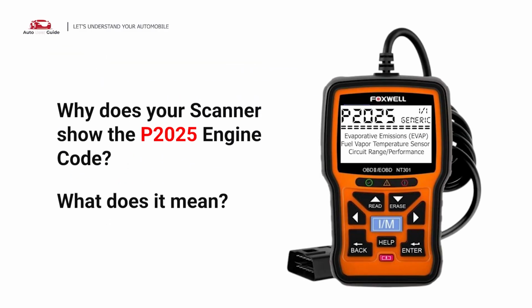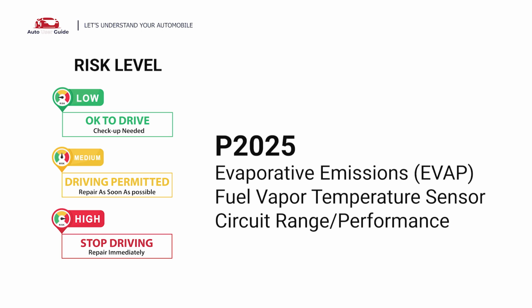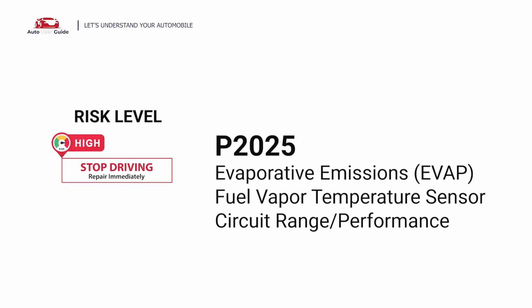Why does your scanner show the P2025 engine code? What does it mean? P2025 is a diagnostic trouble code for evaporative emissions, EVAP fuel, vapor temperature, sensor circuit range, or performance.